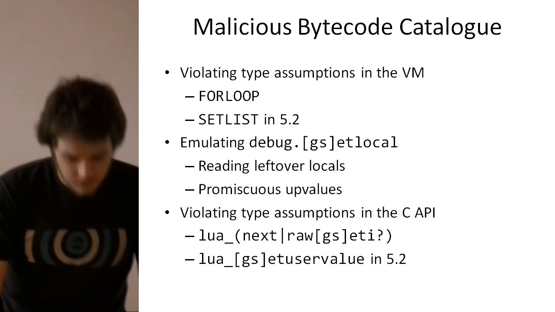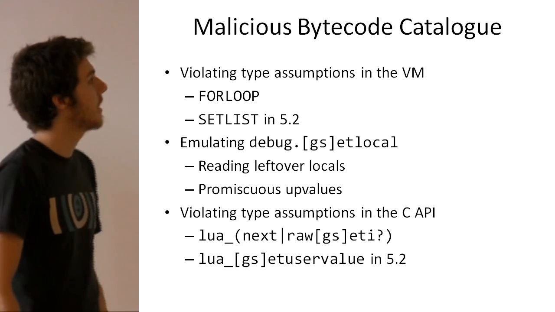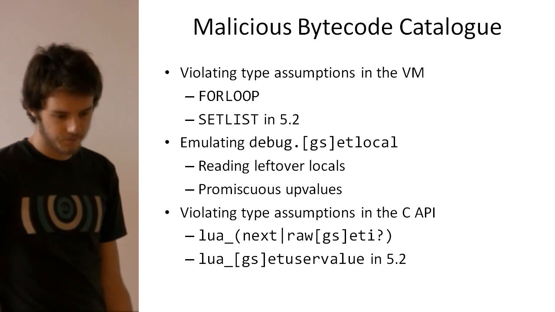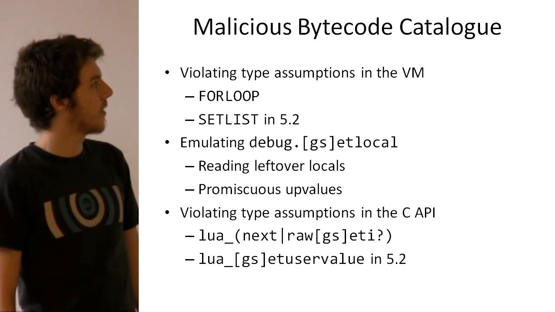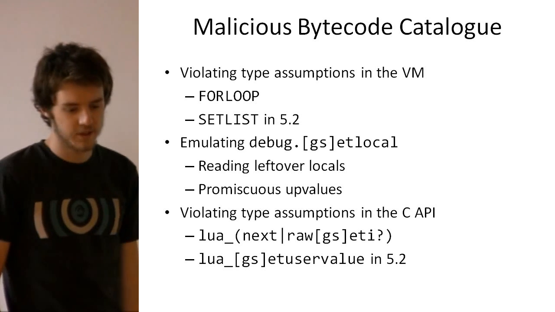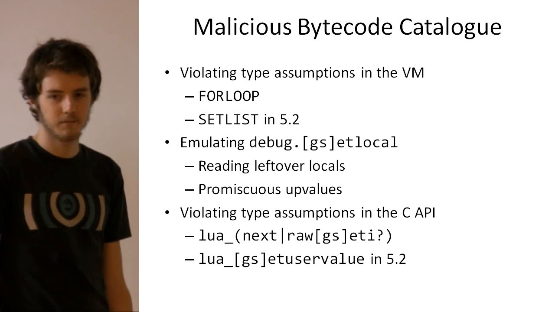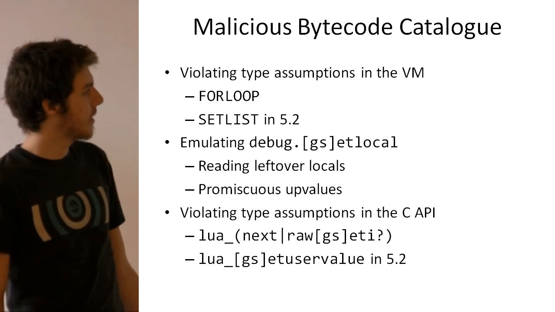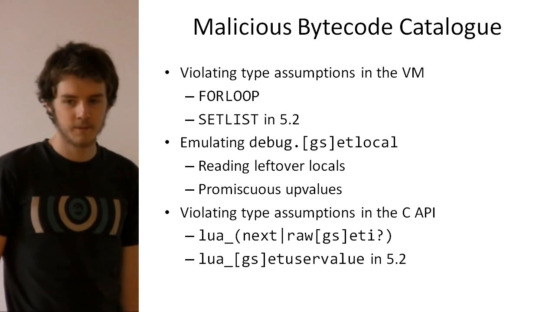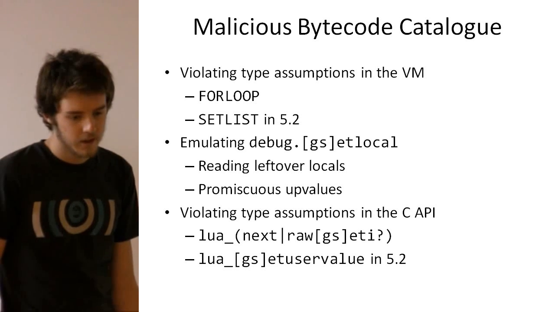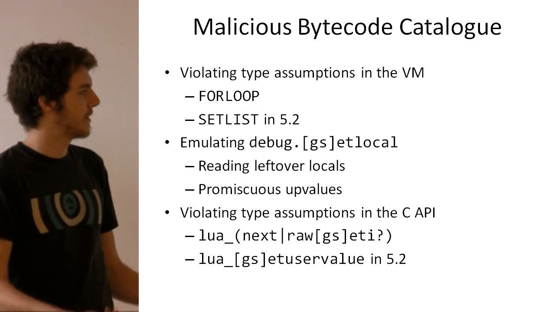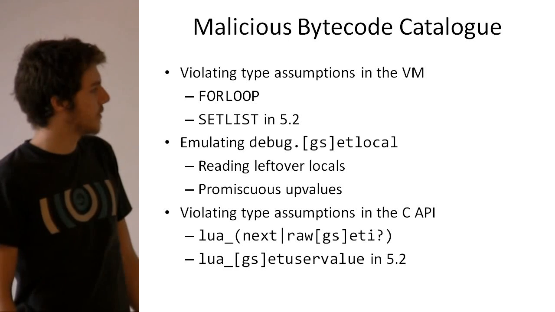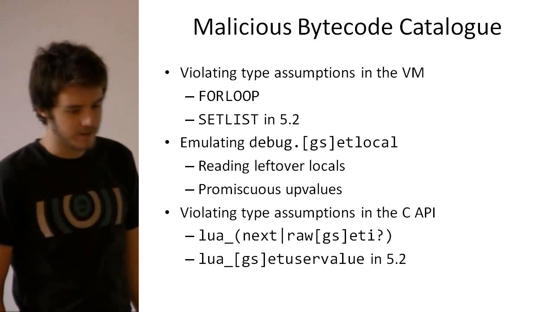So just to recap on things that it can do, which are nasty. We've got for loops treating strings as numbers when they're not. If we're in 5.2, then we've got the SETLIST instruction, which treats things as tables when they're not, or when they need to be tables. We've got emulating the debug library, either leaving locals that are being left over from a function call, or pointing upvalues at places where they shouldn't be pointing. And by taking advantage of these things, we can then break characters in the C API.